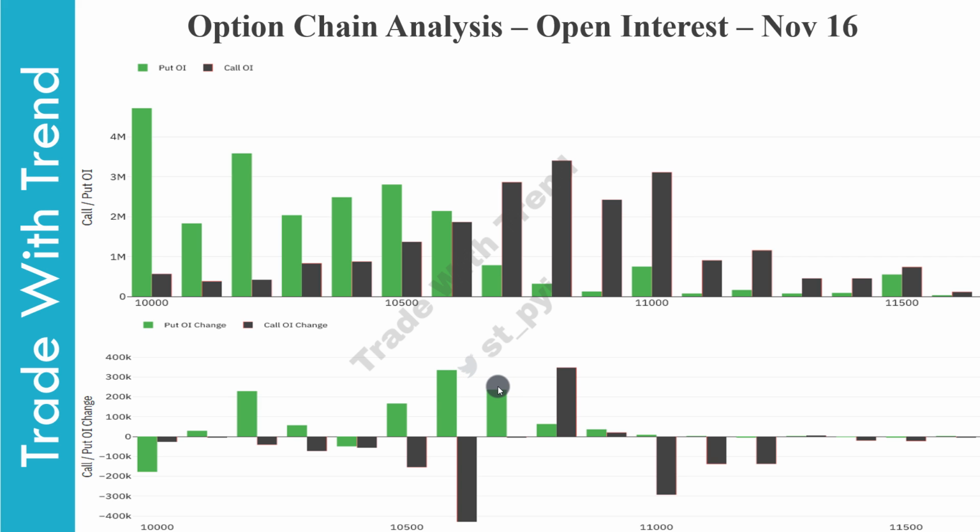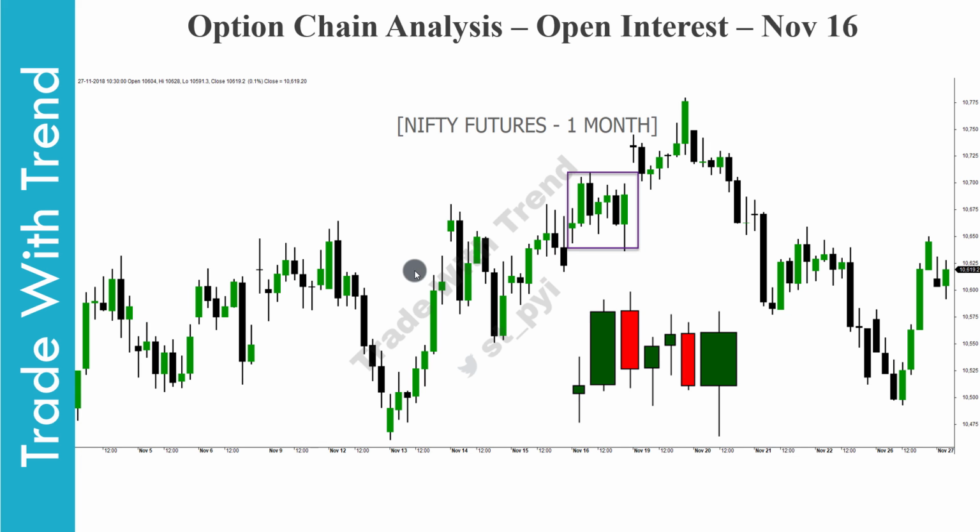Price actually closed at 10,700, that is about 60 to 65 points higher from the previous session. And as price moved up, open interest reduction was seen at 10,500 and 10,600 call option. Again, this was a positive sign.